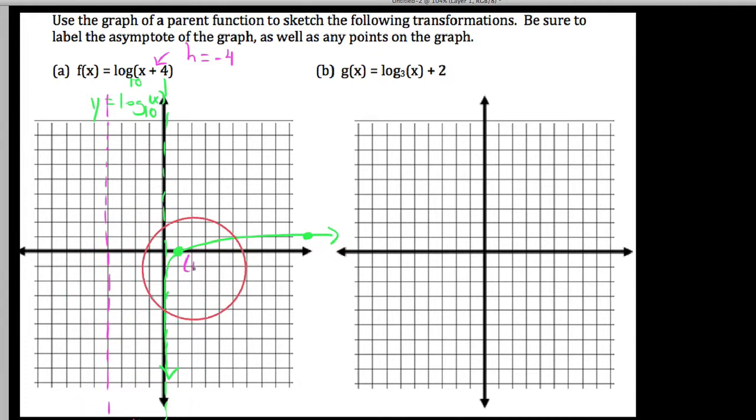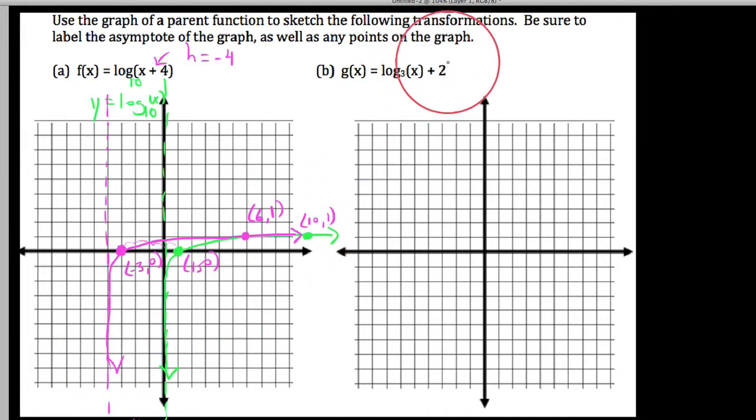Instead of being at the point 1, 0, which was on the original, shifting left 4, 1, 2, 3, 4, it'll be at the point negative 3, 0. And then now I should label this negative 3, 0. And instead of being at the point 10, 1, I should now be left 4, 1, 2, 3, 4. So I'll be at the point 6, 1. So this isn't bad. This is all that's really going on here, is we're just taking the original parent function, and because the h value is negative 4, we shifted left 4.